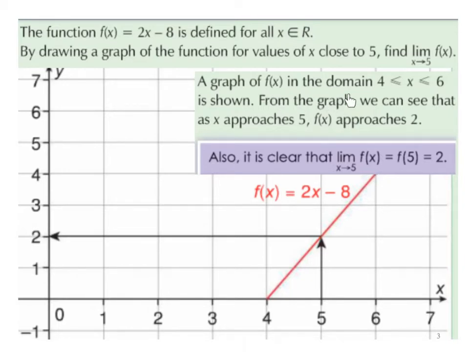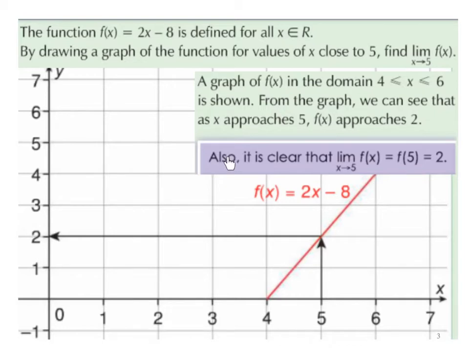So from the graph, we can see that as x approaches 5, so as x gets closer to 5, f of x, which is y, approaches 2. So we can see that the closer we are to 5 on the x-axis, when we touch our graph, the closer we are to 2 on the y-axis, or the f of x-axis.